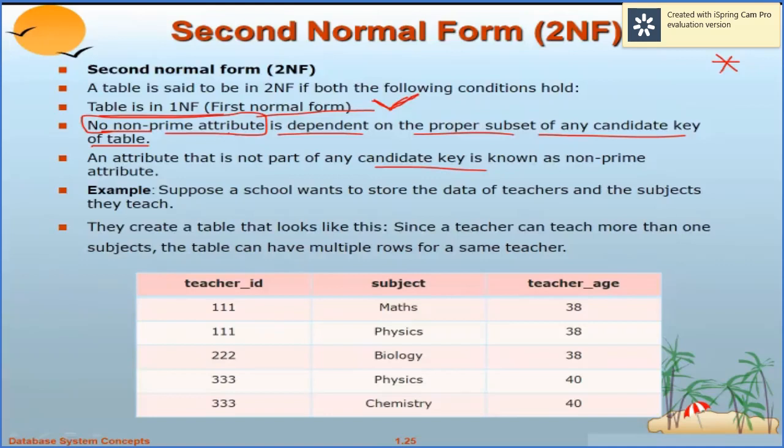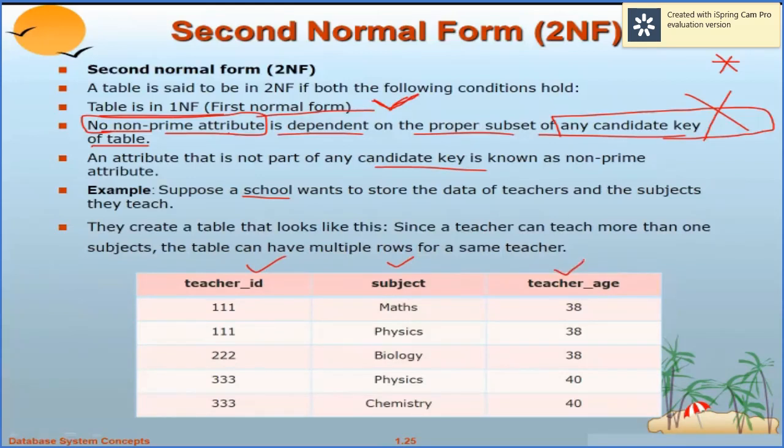Now, if these non-prime attributes are dependent on any proper subset of a candidate key, this should not be allowed. It should not depend on any subset of the candidate key or the candidate key. Let's try to understand this with an example. Assume you have the data of a school which carries teacher ID, subject and teacher age.